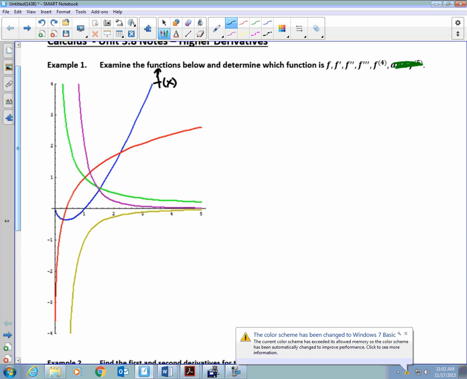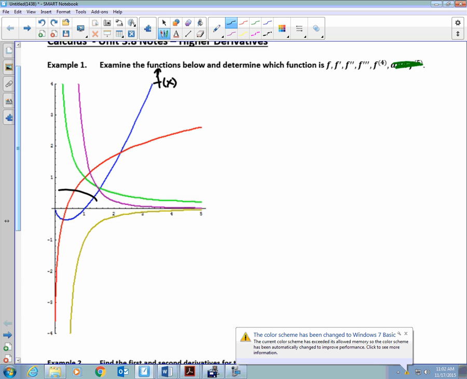All right, let's switch that one around, okay? Look at the red function, okay? Is the derivative positive or negative right here? Positive. But is the blue function above or below the x-axis? It's below, so the blue function could not be the derivative of the red.